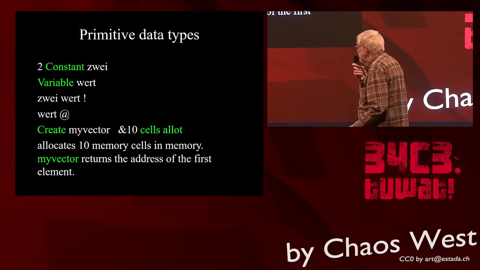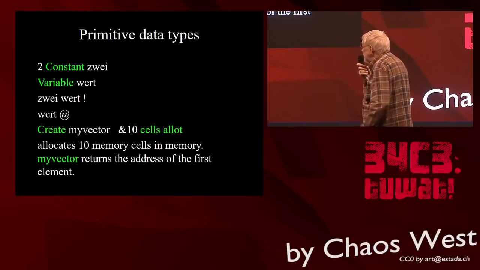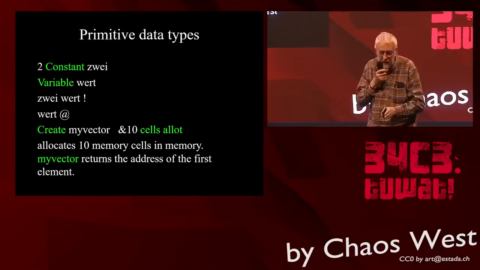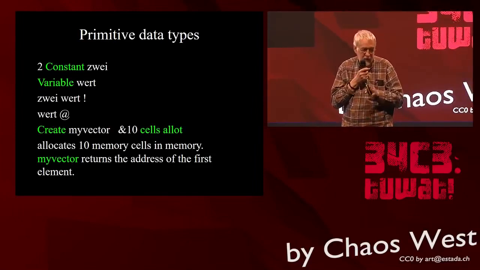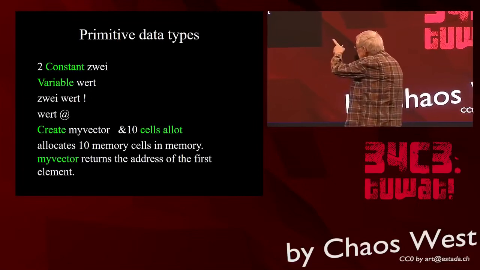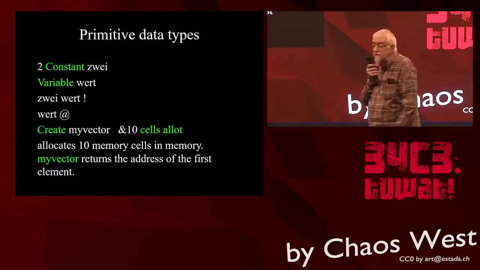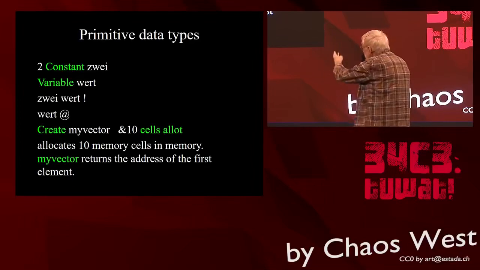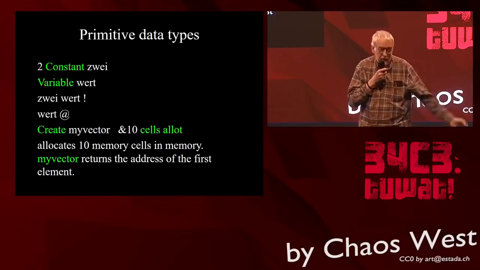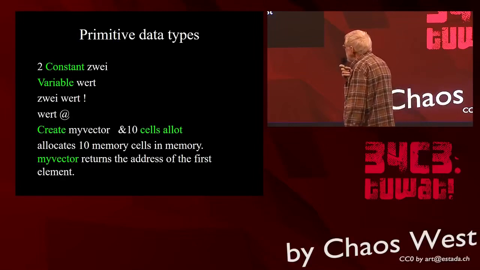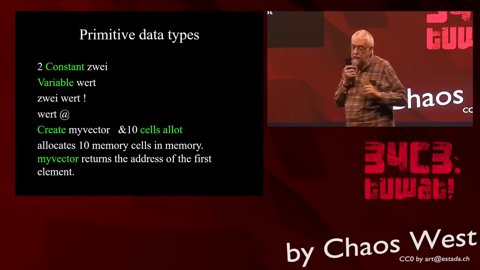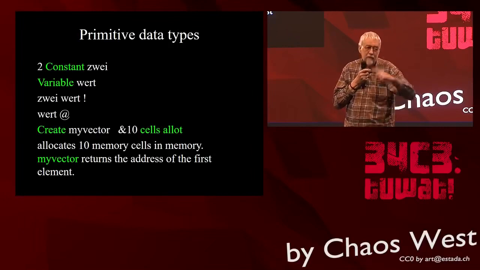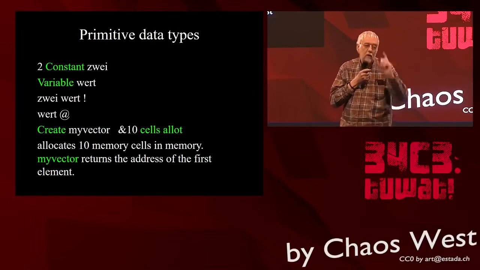To get more fancy, you can create a vector. So create my vector just creates a name for the next empty memory cell, and it doesn't do anything else. And then you say, okay, my vector should be 10 cells wide. So you do this with the ampersand, which stands for decimal, decimal 10 cells allot, and that gives you a vector then. The full line gives you a vector of 10 elements. And my vector, as I said, returns the address of the first element. And then you can do address computation in order to get what you want.